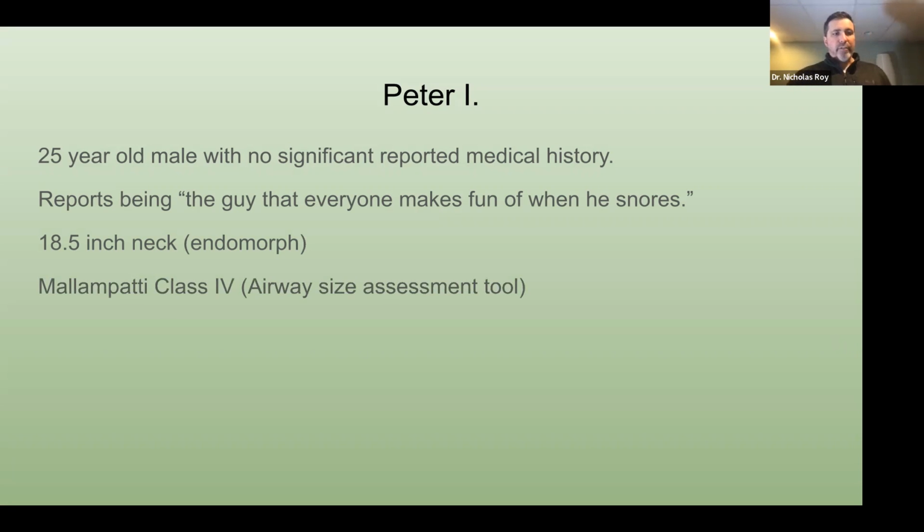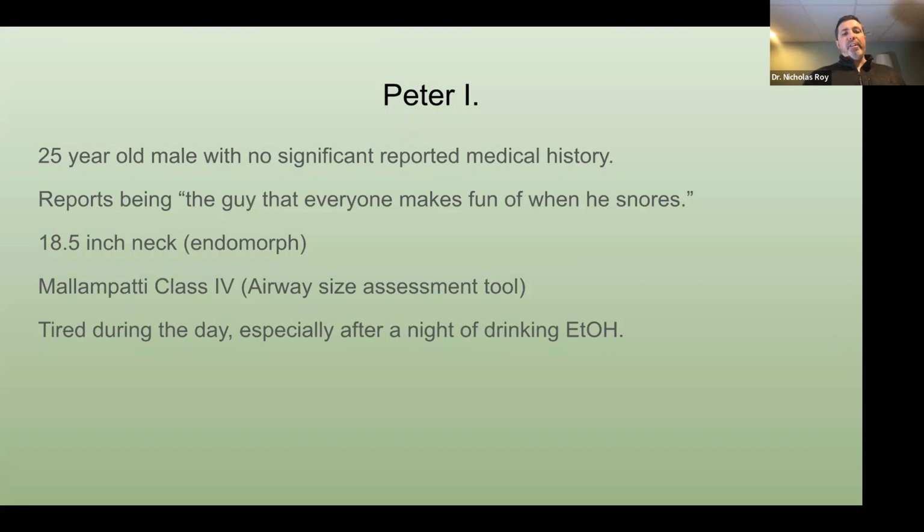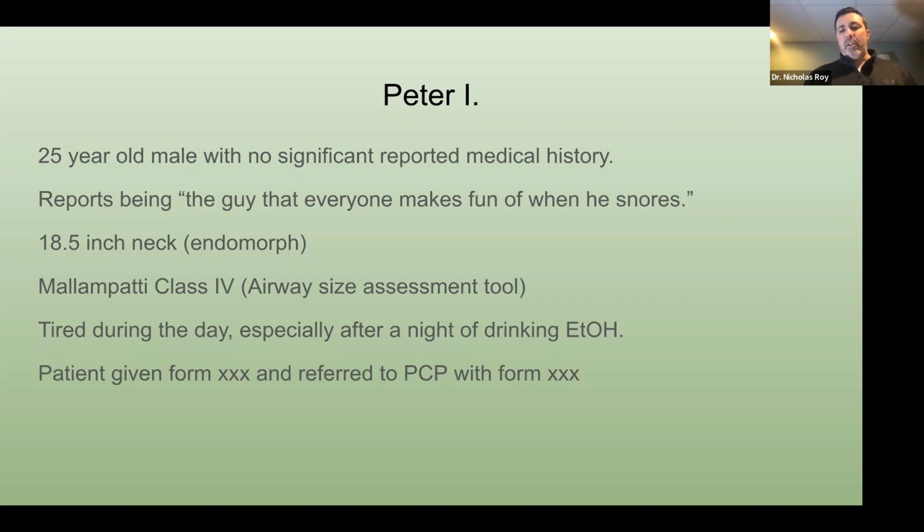He's a Mallampati class 4. That's an airway size assessment tool used by anesthesiologists. He reports that he's tired during the day, especially after a night of drinking alcohol. We talked about that earlier. Alcohol is a muscle relaxant. We have muscles around our airway, so if they relax, the airway collapses or has a higher chance for collapse.